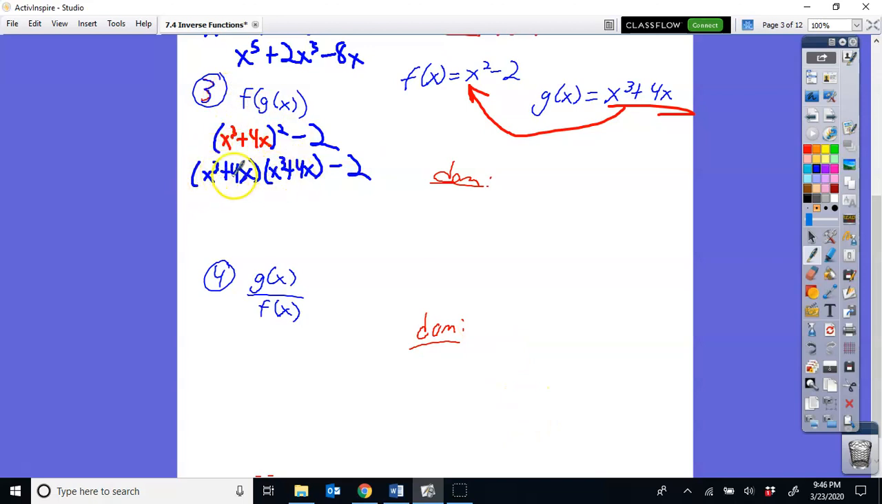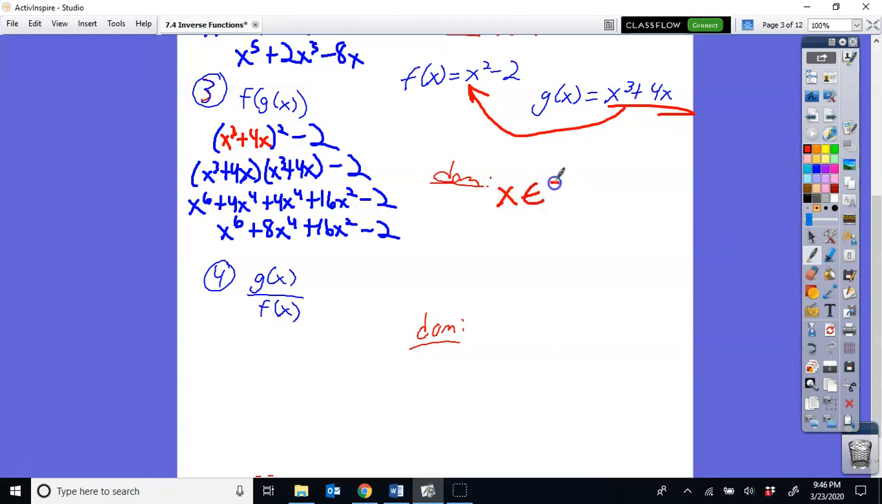x cubed times x cubed is x to the 6th. x cubed times 4x is 4x to the 4th. 4x times x cubed is another 4x to the 4th. And 4x times 4x is 16x squared. So then you add your like terms. 4x to the 4th and 4x to the 4th is 8x to the 4th. The 16x squared stays there, and then the minus 2. This one is degree 6. Remember, we didn't name anything degree 6, but it's still a polynomial. It's still going to have all real numbers that you could plug in for x.